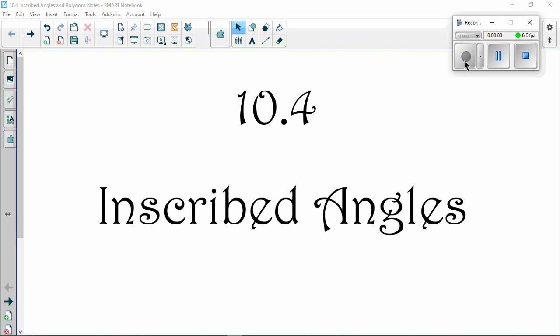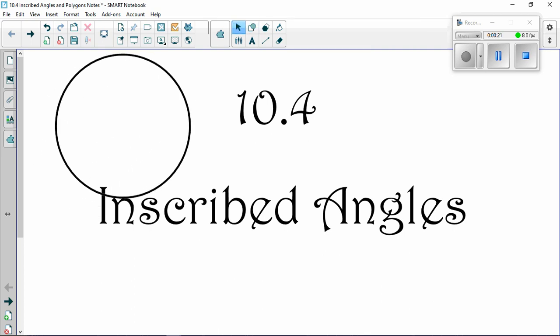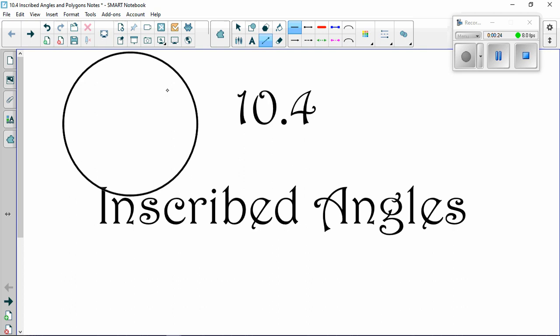All right, so today we are looking at Chapter 10, Section 4, which is called Inscribed Angles. In the last section, we talked about central angles, and if you will remember, if I draw a little circle here, the center of my circle is about here. If I draw a central angle, the central angle is this angle here. This will be circle A.